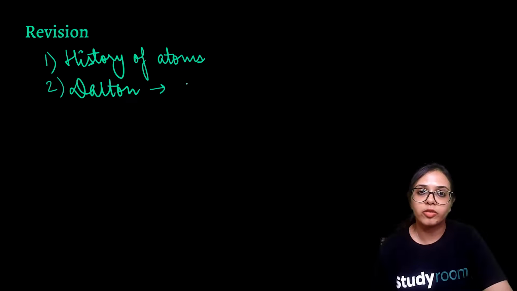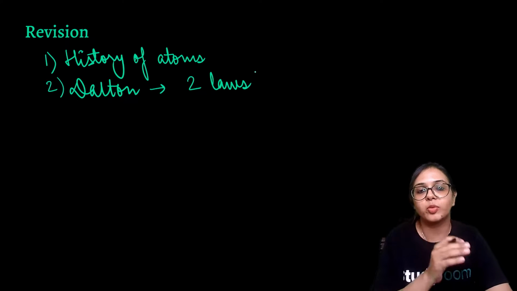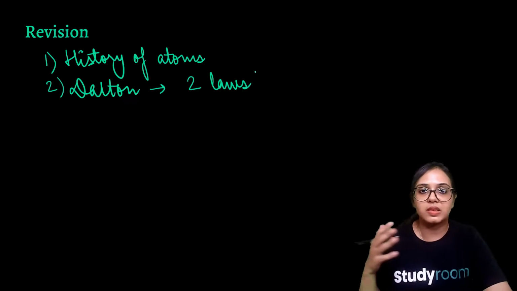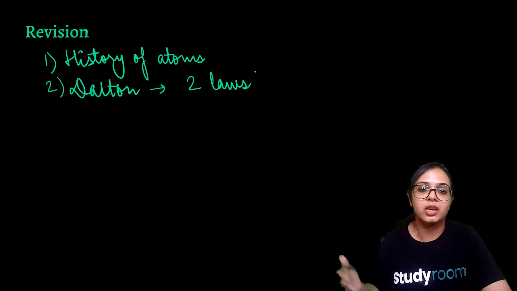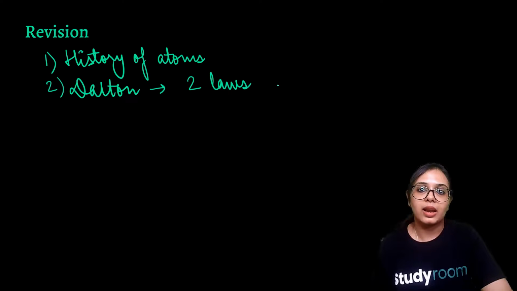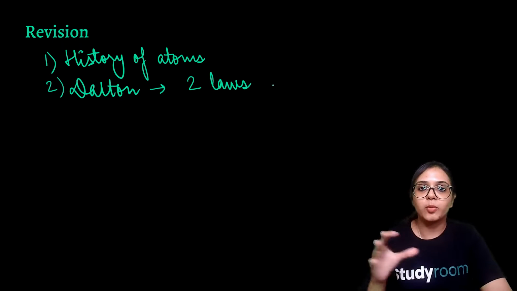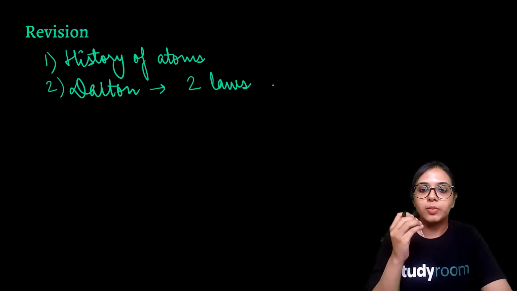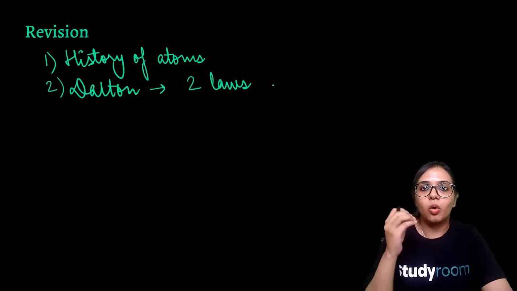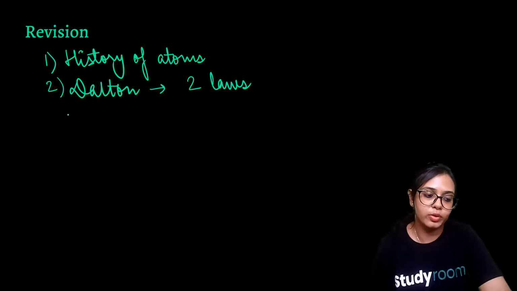The law of conservation of mass was the first law, that in any particular reaction the mass would be the same. Mass is neither created nor destroyed. Atoms are neither created nor destroyed. That was the postulate of Dalton. That is how he defended this law. And the second law was of definite proportion. So atoms would come together to form a molecule with some definite whole numbers. That is how Dalton gave the explanation for the two laws.